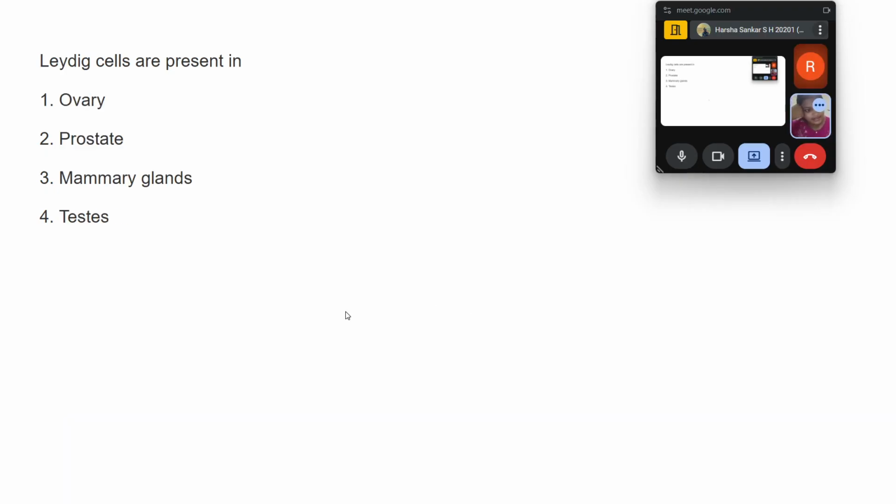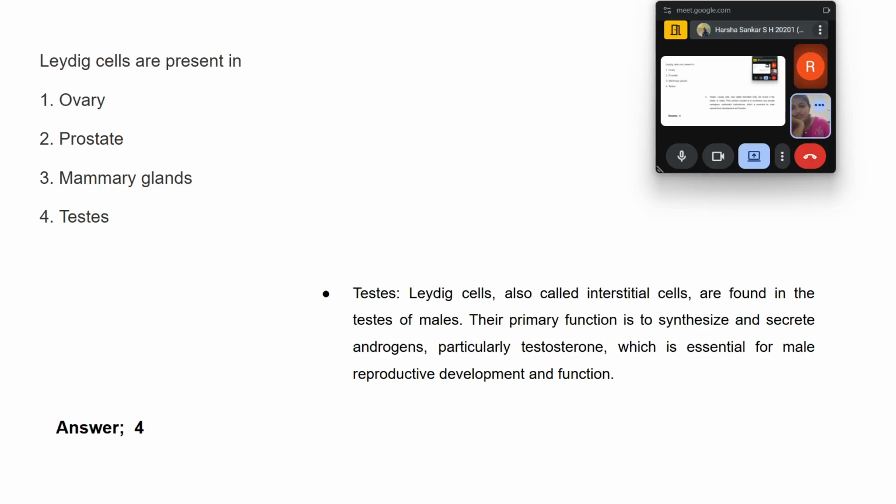Leydig cells are present in ovary, prostate, mammary gland, or testis. Good. They are also called interstitial cells and they are present in testis. Primary function is to synthesize and secrete androgens or male sex hormones. Particularly, testosterone is produced from Leydig cells, which is essential for male reproductive development and function.